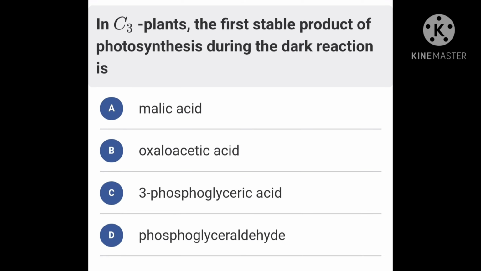Okay. Next question. In C3 plants, the first stable product of photosynthesis during the dark reaction is option A malic acid, option B oxaloacetic acid, option C 3 phosphoglyceric acid, option D phosphoglyceraldehyde. Option C 3 phosphoglyceric acid is the correct answer for this question.